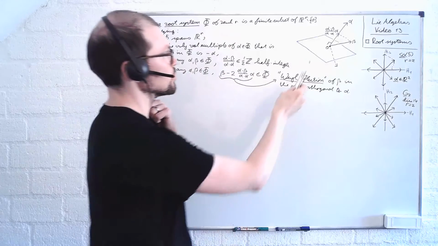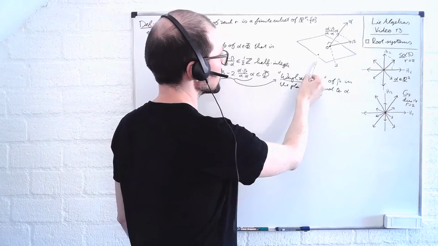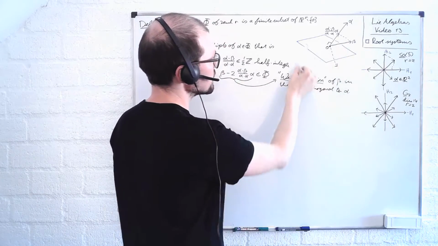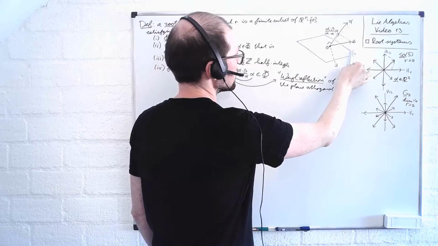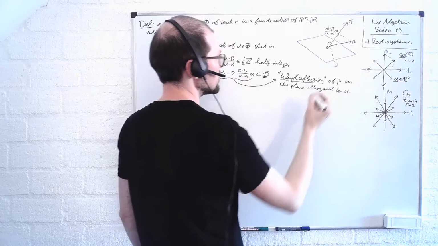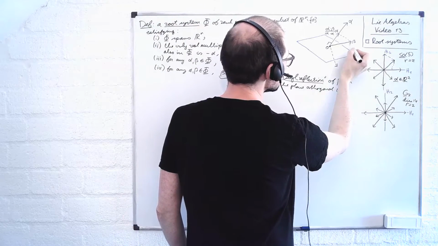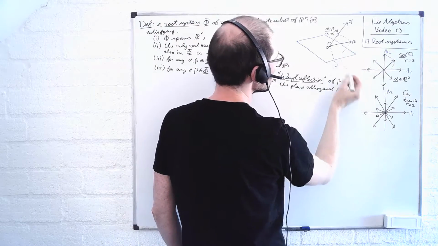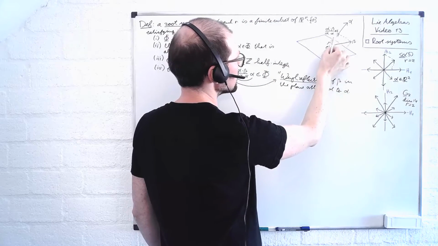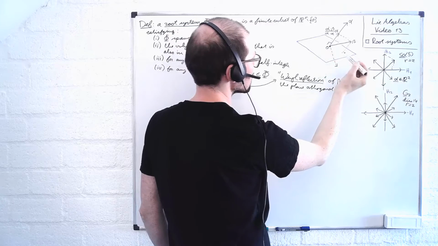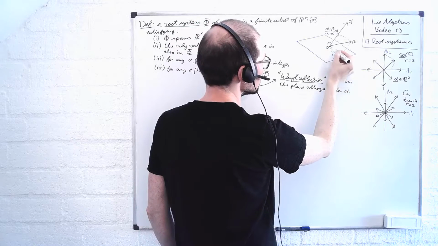So let's look at this particular picture. This hyperplane orthogonal to alpha, this is the blue plane. So how can I get the reflection of beta in this plane? Well, exactly what I have to do is first I project it onto the plane, which is really taking beta and subtracting this projection onto alpha. So then I get a vector in the plane.